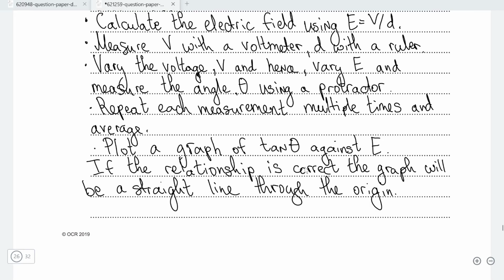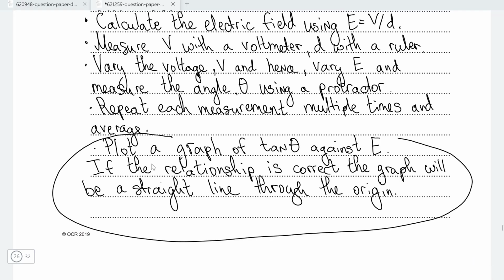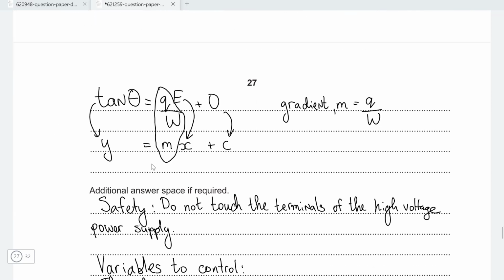If the relationship is correct, the graph will be a straight line through the origin. This is a really important statement, so important that I'm even going to circle it. Here's my y equals mx plus c analysis. So tan theta is on the y-axis. Just a little tip. If we ever have to prove an experiment involving a trigonometric function like sine, tan, or cos of an angle, we never plot just the angle. We never plot just theta on the y-axis. We always plot the actual function on the y-axis.